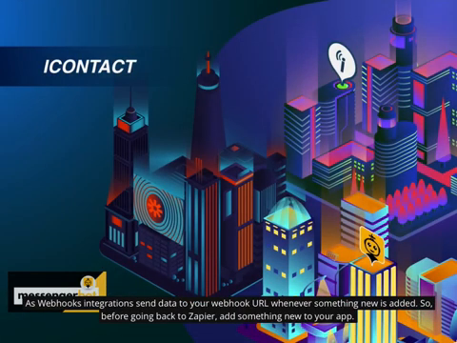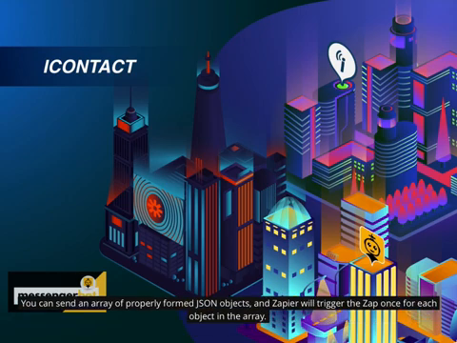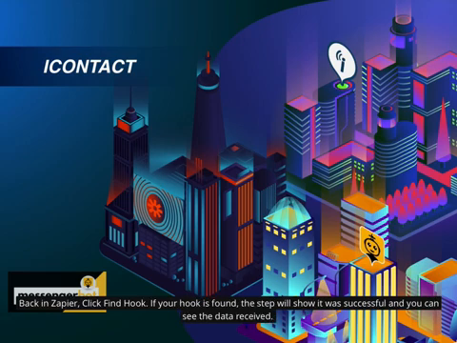Webhook integrations send data to your Webhook URL whenever something new is added. So, before going back to Zapier, add something new to your app. Webhook triggers support sending more than a single trigger event per webhook request. You can send an array of properly formed JSON objects, and Zapier will trigger the zap once for each object in the array. Back in Zapier, click Find Hook.